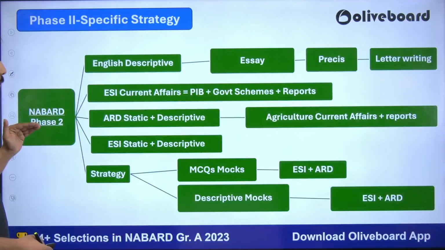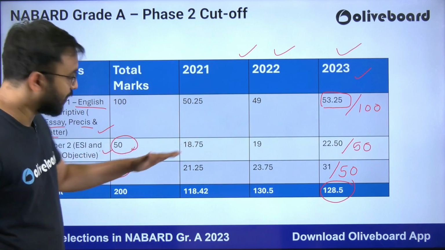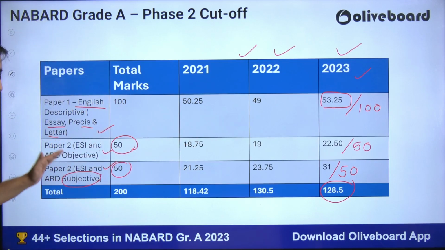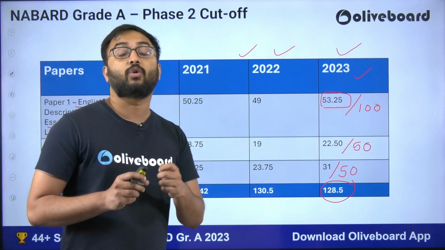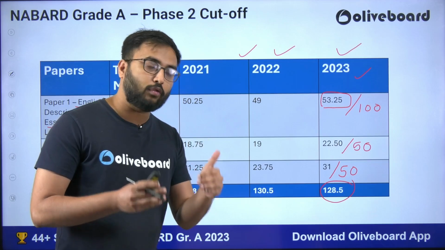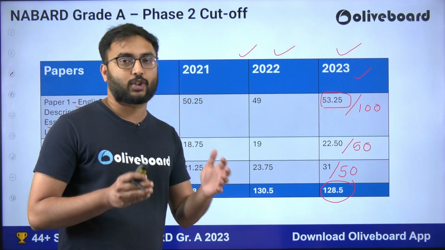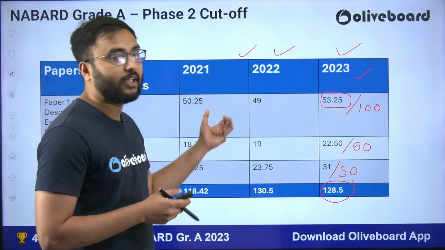So when we are talking about paper 1, definitely we should be thinking in this direction. Similarly for ESI and ARD objective, and similarly for ESI and ARD descriptive. For each question you should know how many marks you'll be getting. Let us look at the overall phase 2 exam, what are the sections or the topics of the syllabus which fall into the phase 2 exam.